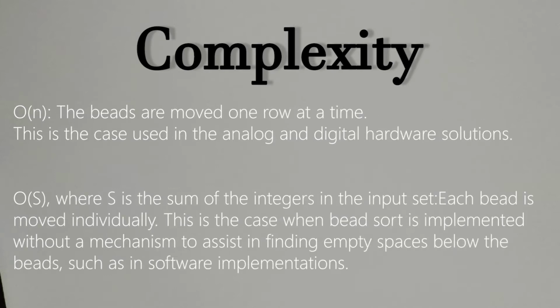The third level is when beads are moved one row at a time. This is the case used in the analog and digital hardware solutions. The fourth level is when the bead is moved individually. It checks if there's an empty space below a bead and drops it one level if there is so. This is used for software implementations of a bead sort. This is how it would work in theory.